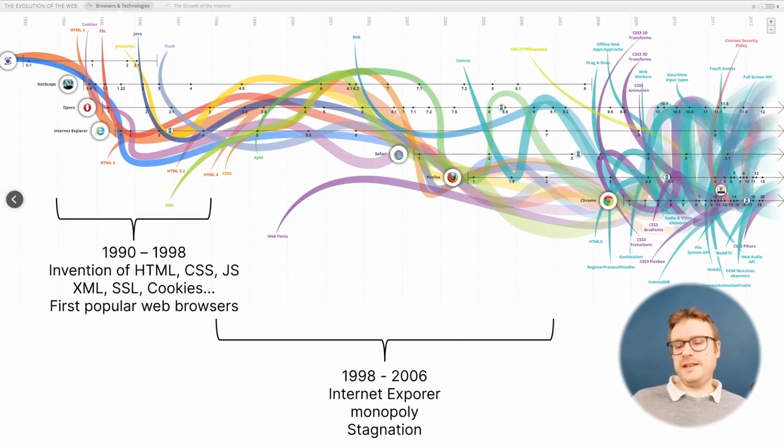First, looking at the history of web technologies, we come a long way. We started with lots of innovation from the 90s to about '98. We invented a lot of new languages and technologies like HTML, CSS, JavaScript, XML, SSL, cookies, and so on. We got the first very popular web browsers, so we had a lot of innovation at that time. After that, we had a long period of stagnation, notably because of the monopoly of Internet Explorer. We had a few technologies that came in, but the user experience at this time did not change a lot.